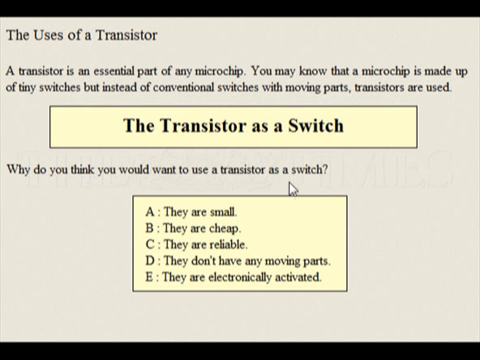Why do you think you would want to use a transistor as a switch? A. They are small. B. They are cheap. C. They are reliable. D. They don't have any moving parts. E. They are electronically activated.